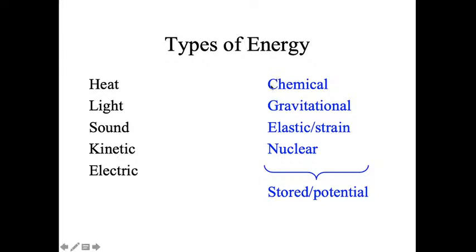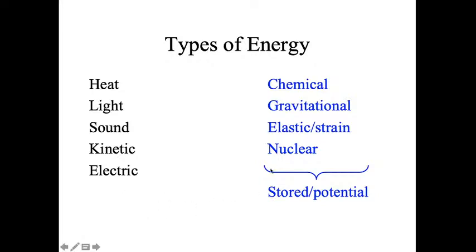But we have chemical, gravitational, elastic, and nuclear energy, which can all store energy, right? We have batteries with chemical. We can lift an object up, or we can have a lake on top of a mountain with gravitational energy. We'll have elastic or strain, which is like a spring or an elastic band. And we have stored nuclear energy. I'm going to get into that much more in detail shortly.